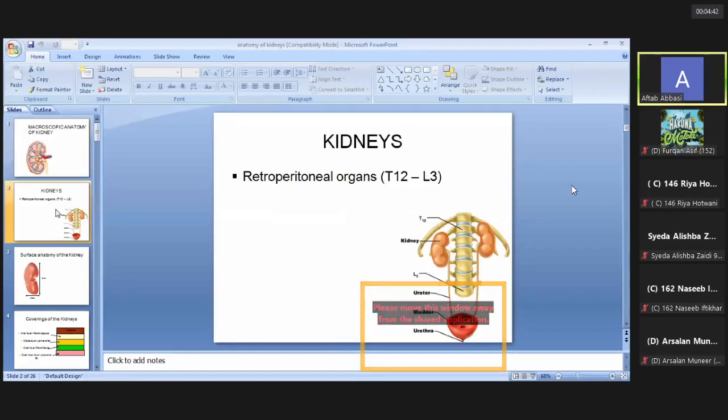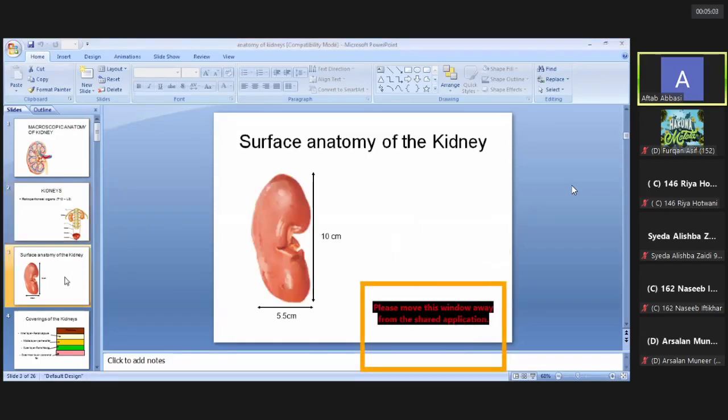So they are known as the retroperitoneal organs, lying at vertebral level approximately T12 to L3 vertebrae. The right kidney lies slightly lower as compared to the left one because of the presence of the liver on the right side. Each kidney is about 10 centimeters in length and 5 to 6 centimeters in width.